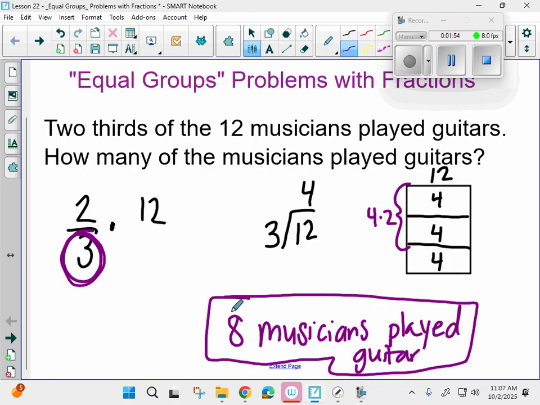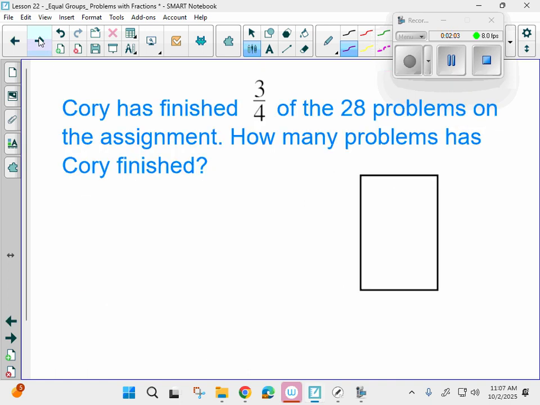Okay, so first divide by thirds and then multiply by 2 of those. I want 2 of those thirds. All right, Corey has finished 3/4 of the 28 problems on the assignment. How many problems has Corey finished? All right, go ahead and get your notes out, Macy. 3/4 of the 28 problems. Of in math means multiply, okay? We're going to start by doing 1/4 of 28, or dividing 28 into 4 pieces.